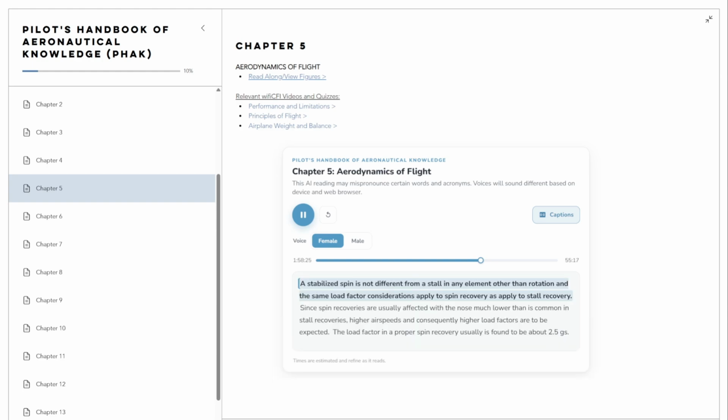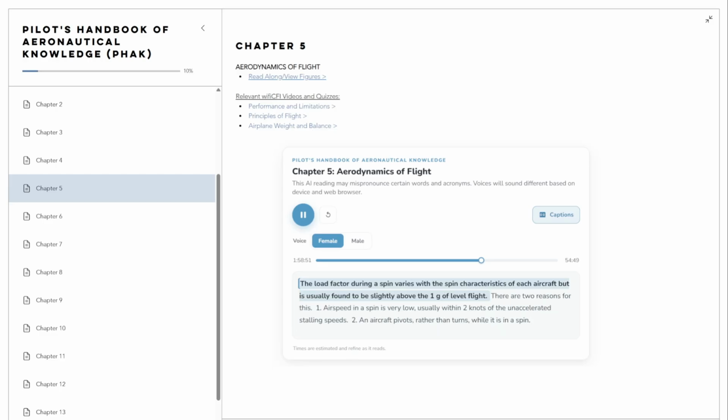Spins. A stabilized spin is not different from a stall in any element other than rotation, and the same load factor considerations apply to spin recovery as apply to stall recovery. Since spin recoveries are usually effected with the nose much lower than is common in stall recoveries, higher airspeeds and consequently higher load factors are to be expected. The load factor in a proper spin recovery usually is found to be about 2.5 gs. The load factor during a spin varies with the spin characteristics of each aircraft but is usually found to be slightly above the 1 g of level flight.